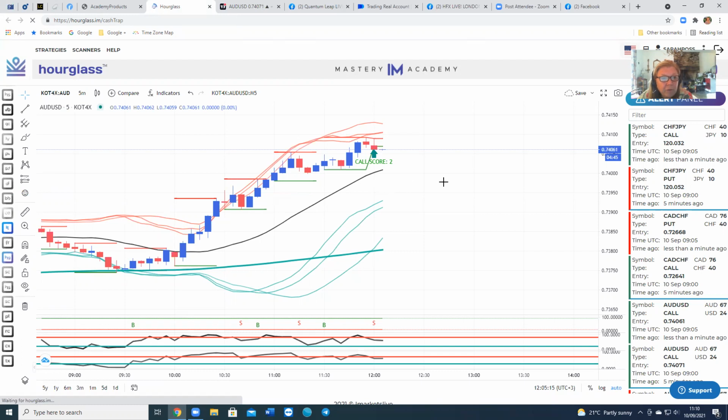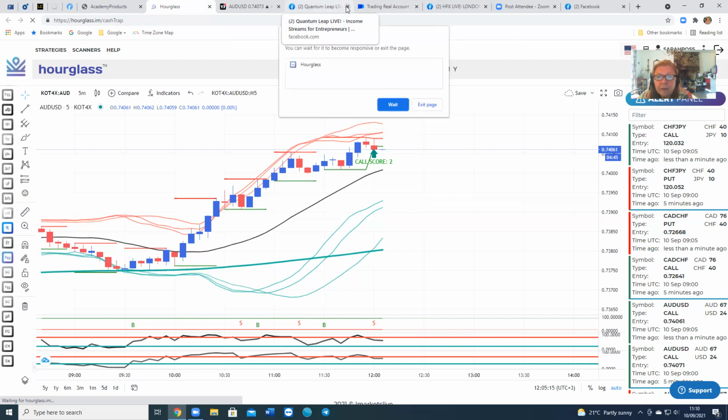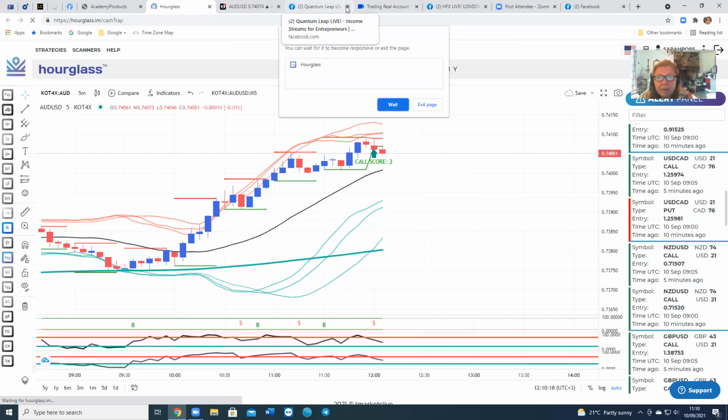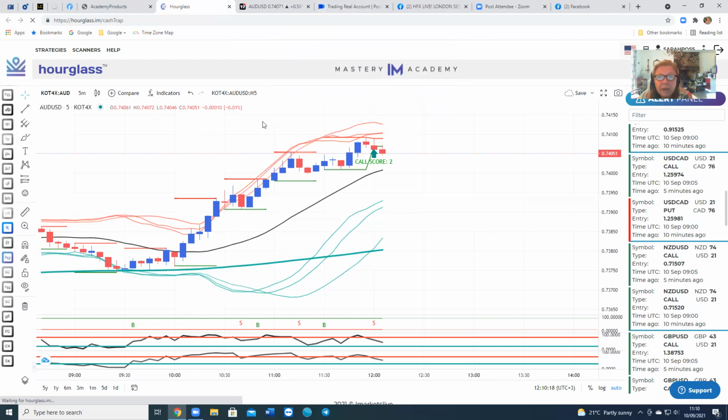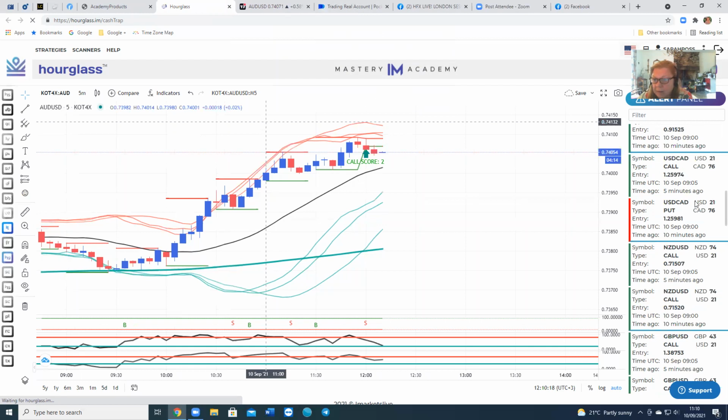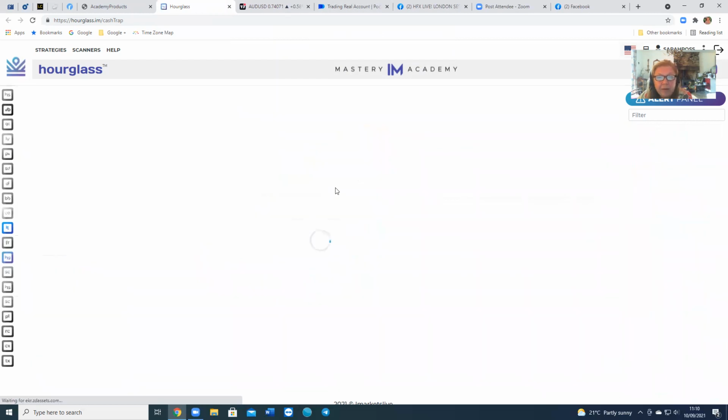I decided to reload the page. Sometimes it's been glitching a bit when it's been doing the updates. I don't know why it's so slow. Close that one down. Oh, my hourglass is, that's it. Just close down one of the other windows.